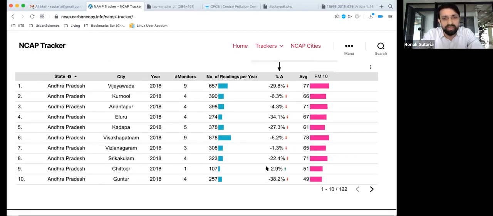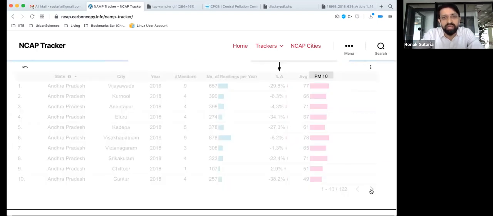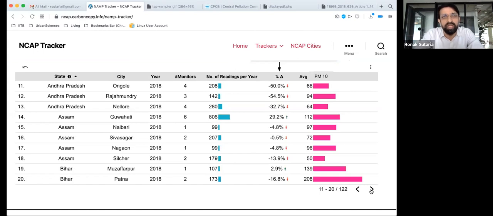While Chittoor, as you can see over here, has just a single monitor, with about 107 readings. So it is about 3% more. So this table is essentially to give you a sense of the performance of the monitor: how much it is of the baseline 104 standard that is set by NAAQS, which is a government standard. So some monitors like Guwahati are definitely being run well.